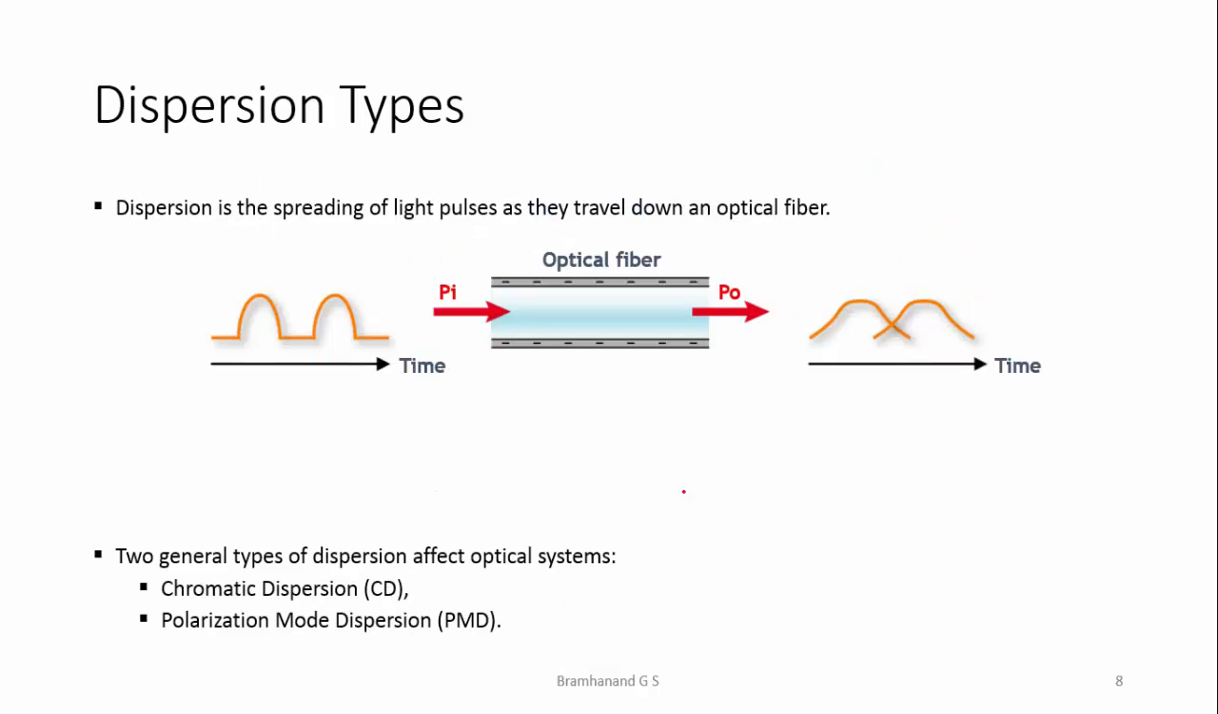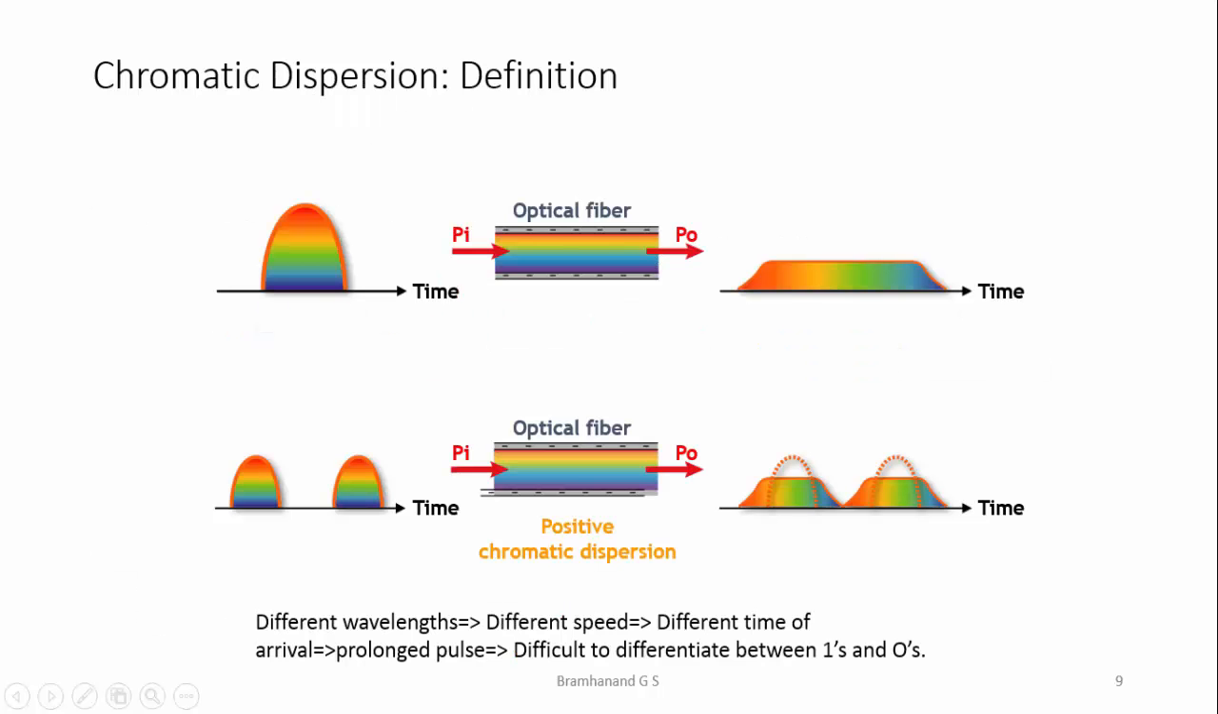The second important factor, or physical characteristic of the optical fiber, is dispersion. Dispersion is the spreading of light pulses as they travel down the optical fiber. There are two types of dispersion. One is chromatic dispersion, the second is polarization mode dispersion.